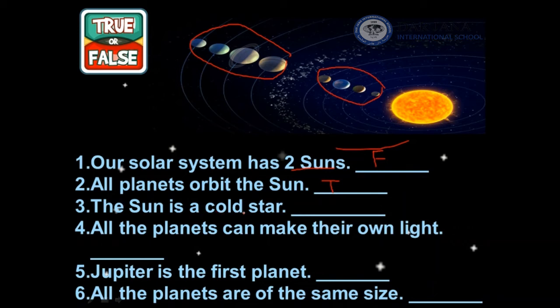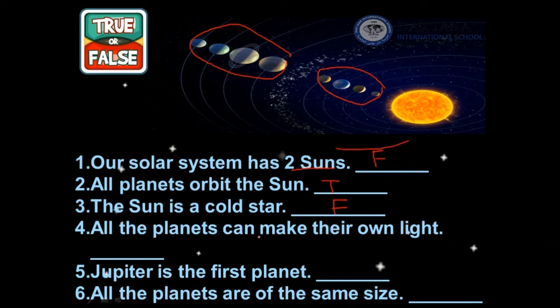The sun is a cold star. Just have a look at it. Do you feel that it's cold or hot? Of course it is hot, simply because it's made up of hot glowing gases and it's giving the planets heat. So this one is false.